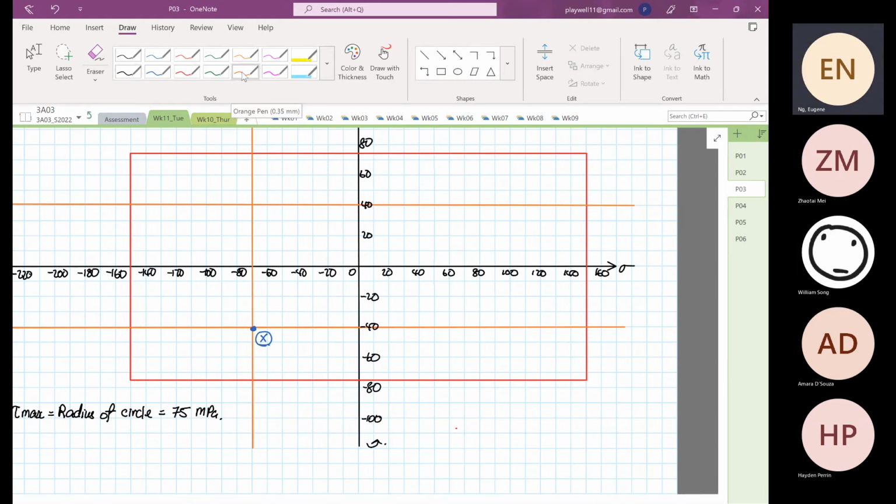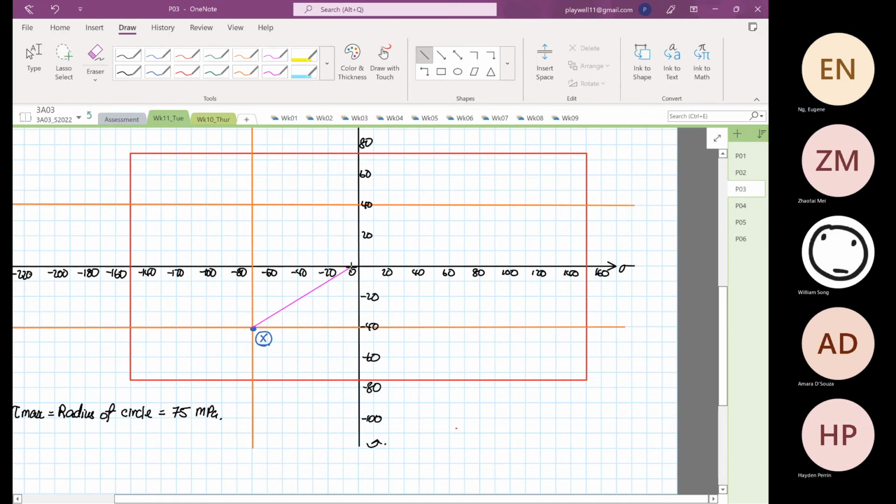Let me sketch this out. Okay. This is just a sketch, wrong color. I'll use a different color. I'll use a pink. So we know that if there's a certain distance here, this should be equal to 75 megapascal. And over here, this will be our stress average. Where it is now is very easy to calculate, right?